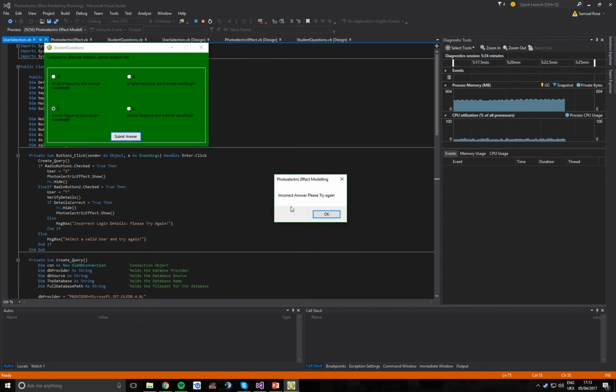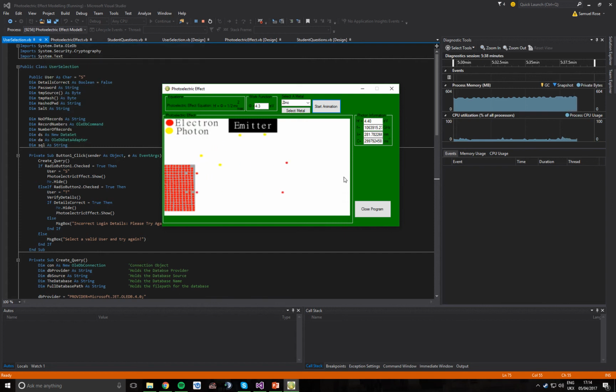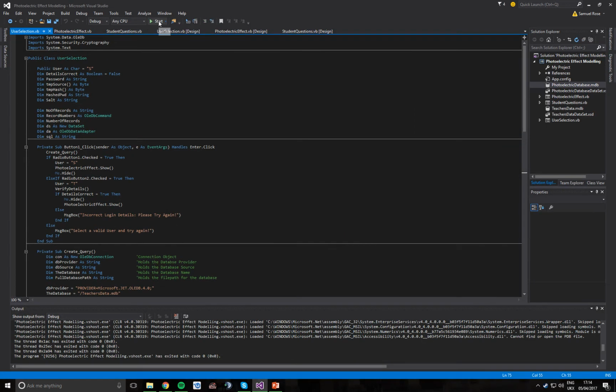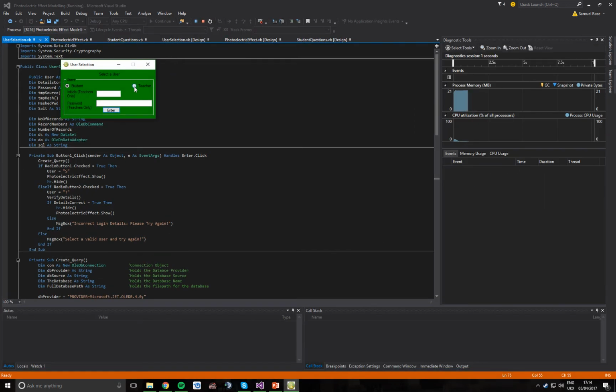It comes up with this text box saying incorrect answer, please try again. So try D now. Incorrect, please try again. A, incorrect, please try again. And then B, correct answer, and it reloads the animation form. Now if I reload this again, I'm going to show you teacher mode because it has slightly different functionality.